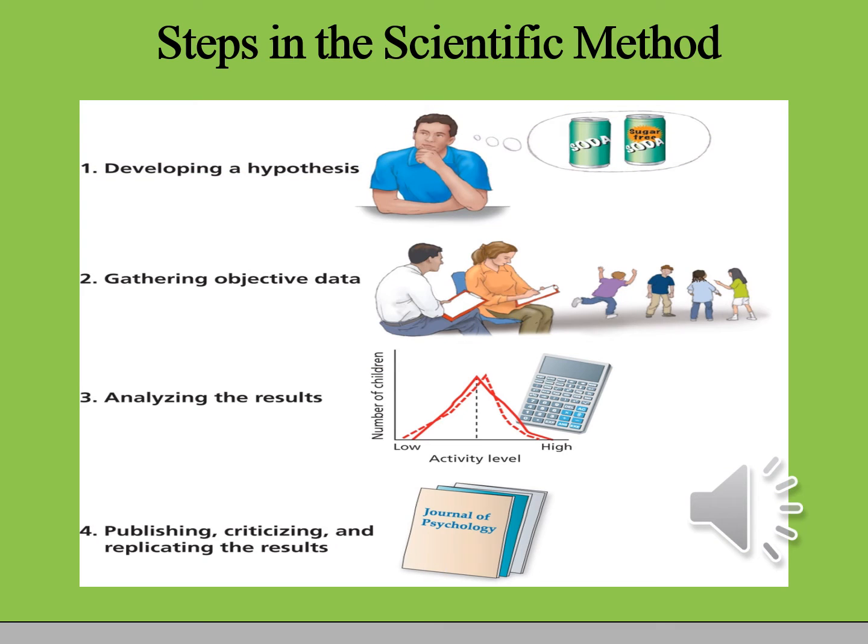Here's our scientific method again, with a specific example and pictures for the visual people. The first step, he is developing a hypothesis. Apparently, the effects of sugar on activity levels. Second step, gathering data. Apparently, observation was chosen. 3, analyze the results. And 4, apparently he was able to publish in the Journal of Psychology. You'll notice that it introduces the term replication, which we'll discuss on our next slide.